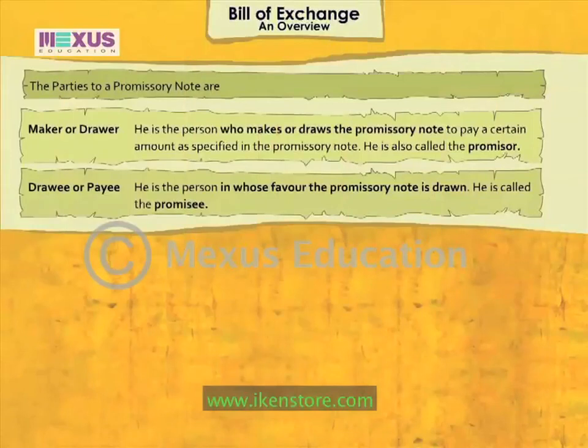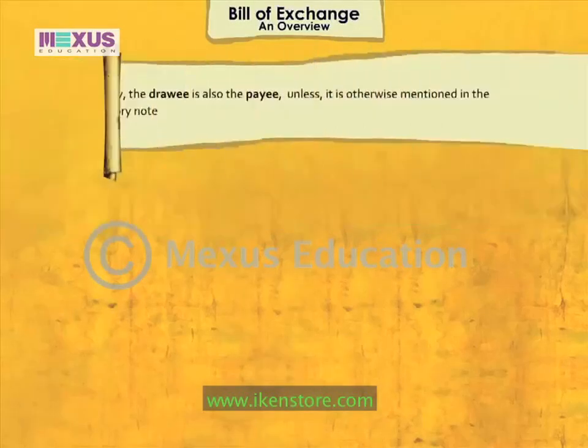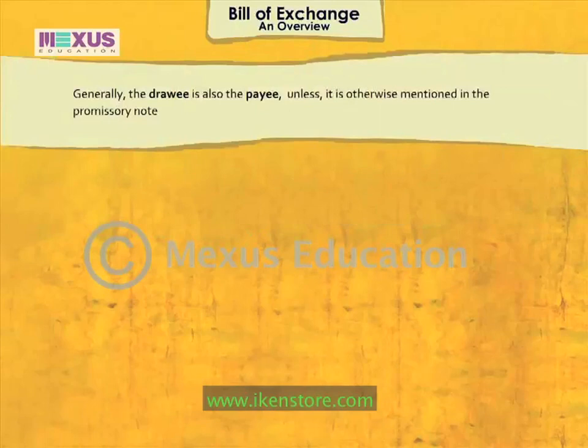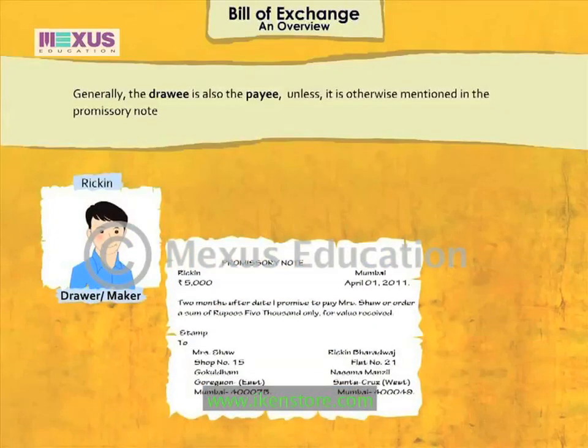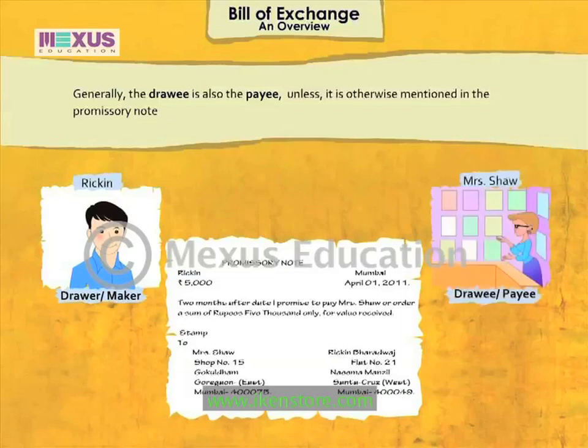The parties to a promissory note are maker or drawer. He is the person who makes or draws the promissory note to pay a certain amount as specified in the promissory note. He is also called the promisor. Drawee or payee. He is the person in whose favor the promissory note is drawn. He is called the promisee. Generally, the drawee is also the payee unless it is otherwise mentioned in the promissory note. In the specimen of promissory note shown here, Rikin is the drawer or maker who promises to pay 5,000 rupees, and Mrs. Shaw is the drawee or payee to whom payment is to be made.